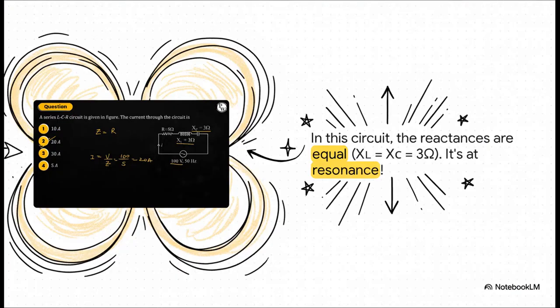Okay, take a look at this circuit right here. We've got a 5-ohm resistor, an inductive reactance of 3 ohms, and a capacitive reactance of, you guessed it, 3 ohms. See what's happening? The reactances are exactly equal. This circuit is in resonance.